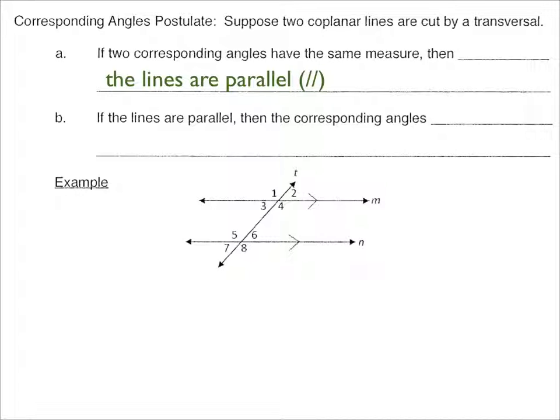If the lines are parallel, corresponding angles are the same measure. They're equal. Corresponding angles have the same measure. It's the converse of part A. So can we just not write it? Absolutely, you must write that down.